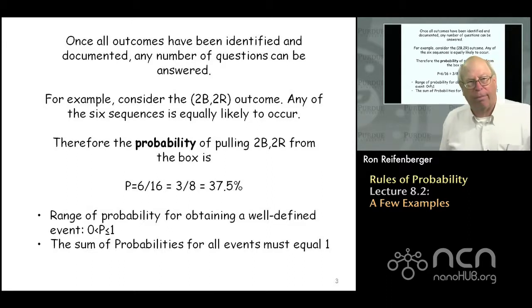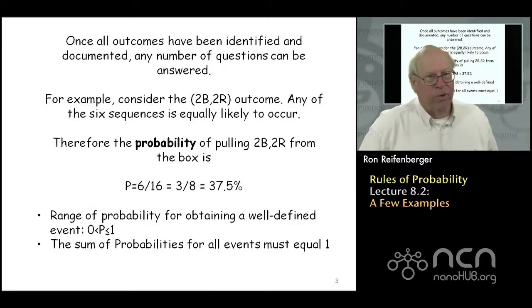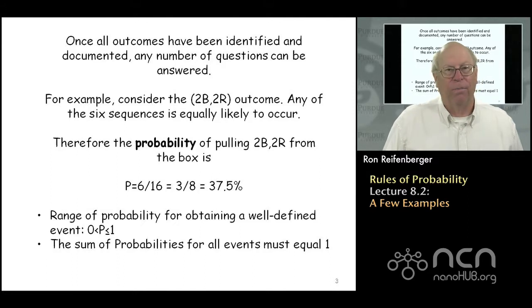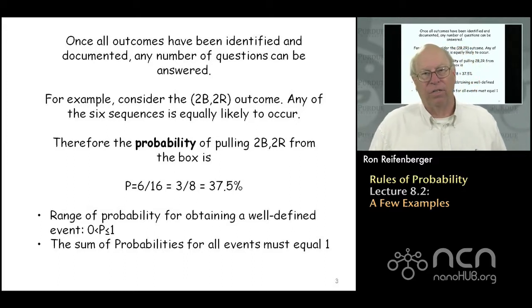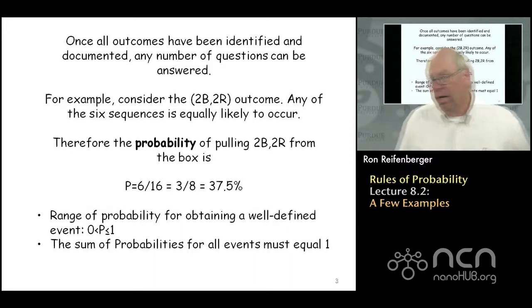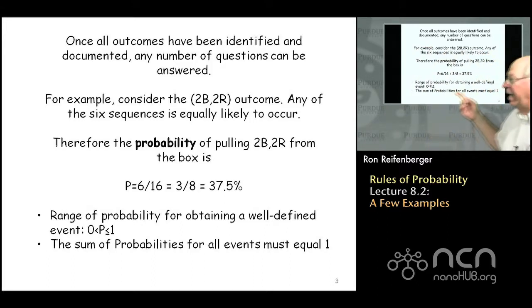So clearly, if you're a betting person, 37.5% of the time you're going to pull 2 blue and 2 red. That's the outcome that you would likely put your money on, because it's the outcome that's most likely to occur.